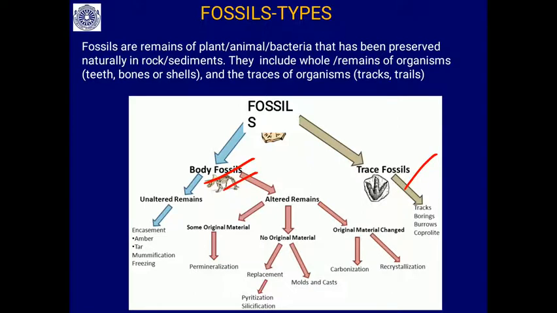So the body fossils also may be unaltered, as it is, without undergoing any change. The whole organism is preserved unaltered, or else altered. They might have undergone some chemical modifications; some salts, calcium carbonate or silica may replace the organic matter. So this is chemically modified or altered remains. So let us know more about these different types of fossils and the examples.